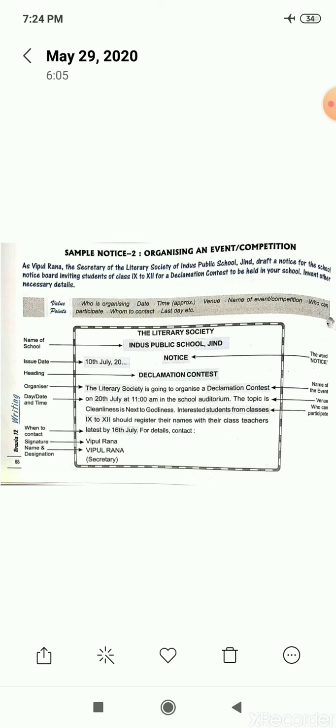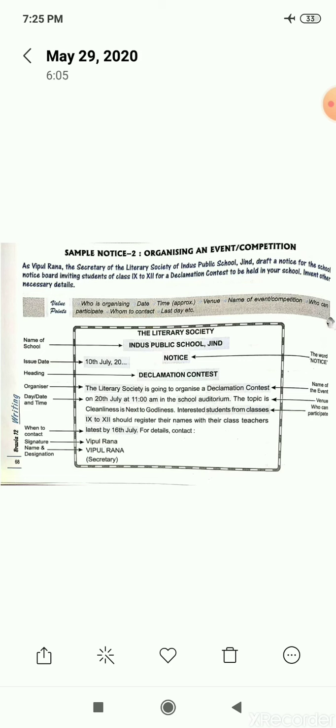So in the next line, we would write heading. Heading obviously would be declamation contest or declamation competition, right? So I hope that's clear up to now. Next, see what language is written. The Literary Society is going to organize a declamation contest. See children, declamation D capital, contest C capital. It means the organizer's name is given. Organizer is Literary Society, right? Event is declamation. So I am reading the text once again.